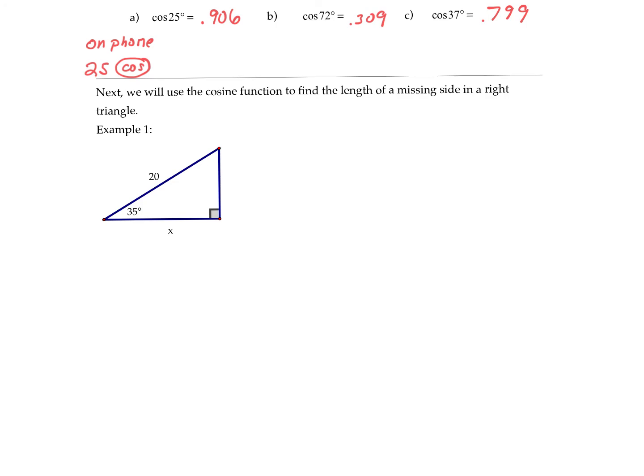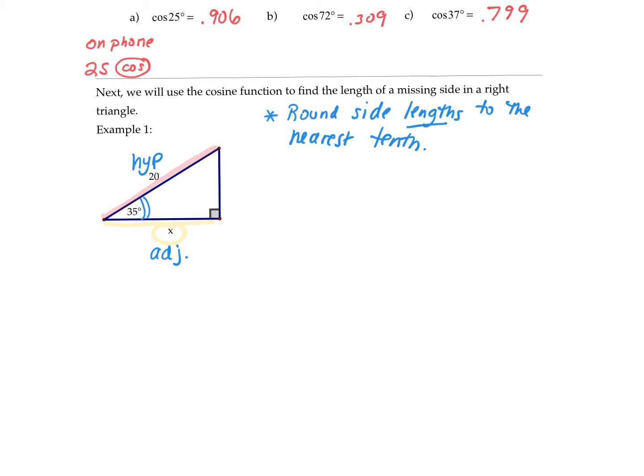Okay, next we're going to use the cosine function to find the length of a missing side in a right triangle. Okay, remember that we want to round side lengths to the nearest tenth. So that's 1 decimal place. Okay, so we're going to set it up: find an angle whose measure is known other than the 90 degrees. I've got this angle of 35 degrees. And for that 35 degree angle, this side with the x is the adjacent side. And this side with the 20 on it is the hypotenuse.